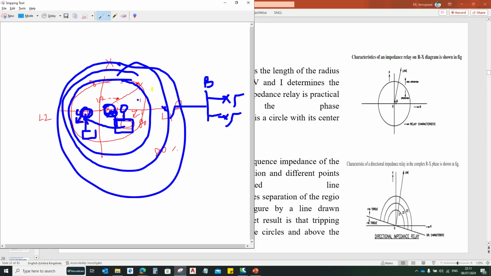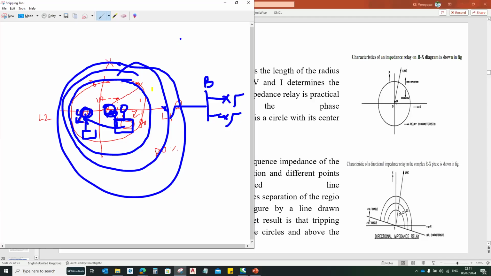Again, one doubt. In the transmission line, when the R-X curve is taken, R is on the x-axis and X is on the y-axis. But normally in transmission, the resistance value and the reactance value are not the same, right? There will be some difference. Then how is the shape becoming circular? That's the reason I'm telling.